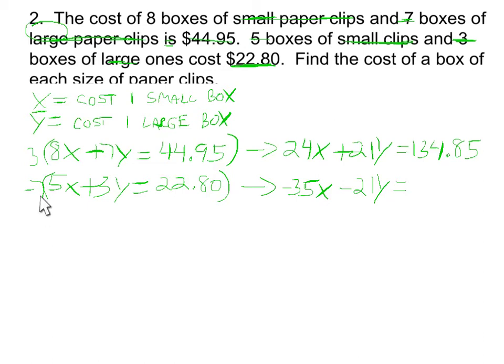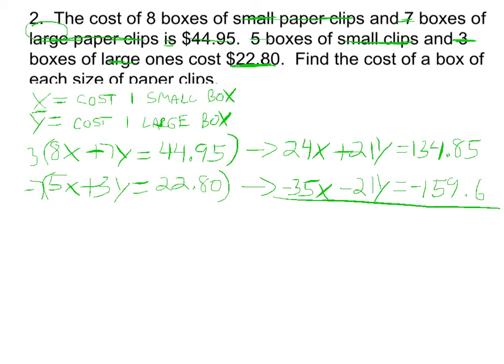And then this is where you have to use your calculator. What's negative 7 times 22.8? So I'm going to put that in. Negative 7 times 22.8 gives us a negative 159.6.